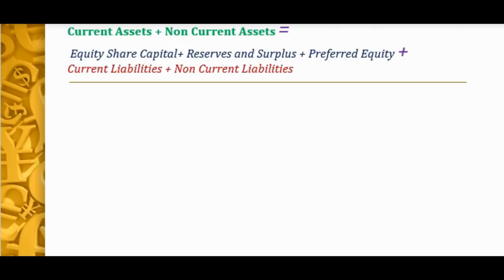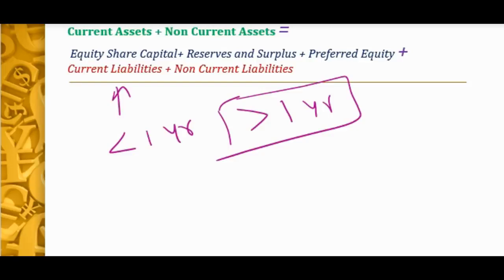Now let us look at non-current liabilities and current liabilities. What are current liabilities? Like assets, if you need to pay within less than 1 year, then you call it a current liability. If you can pay after 1 year, greater than 1 year, meaning you have more than 1 year to pay, then you call this a non-current liability.